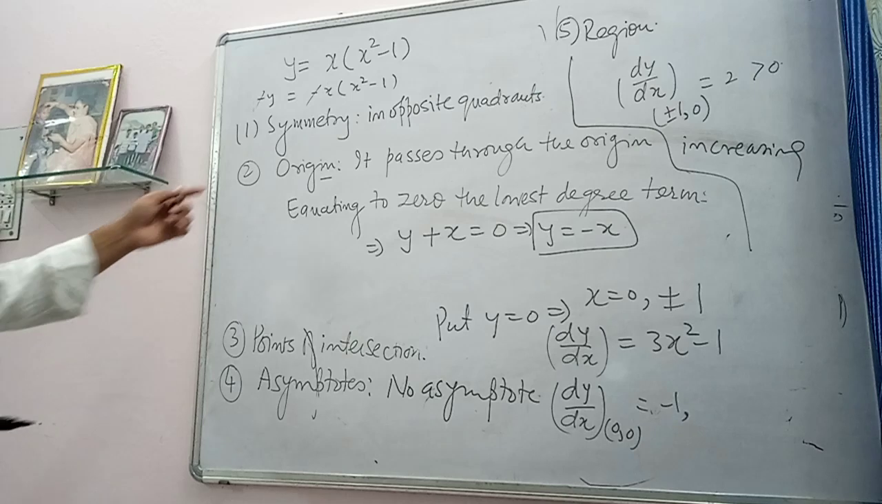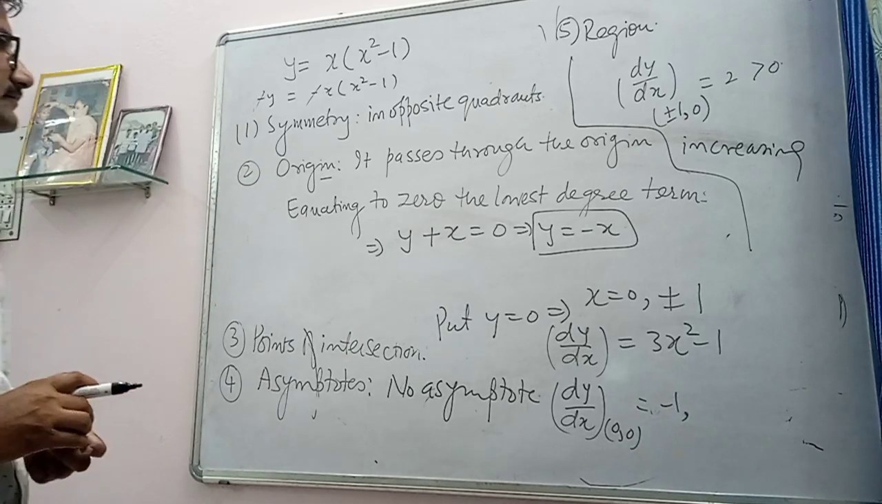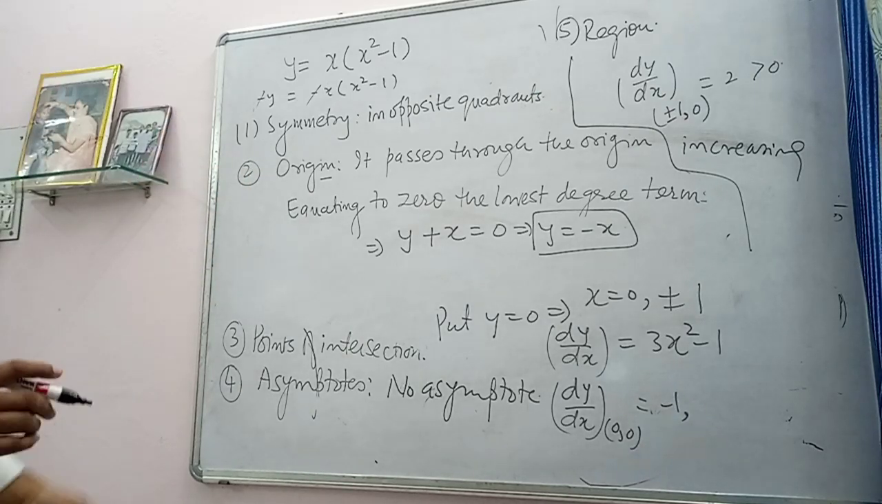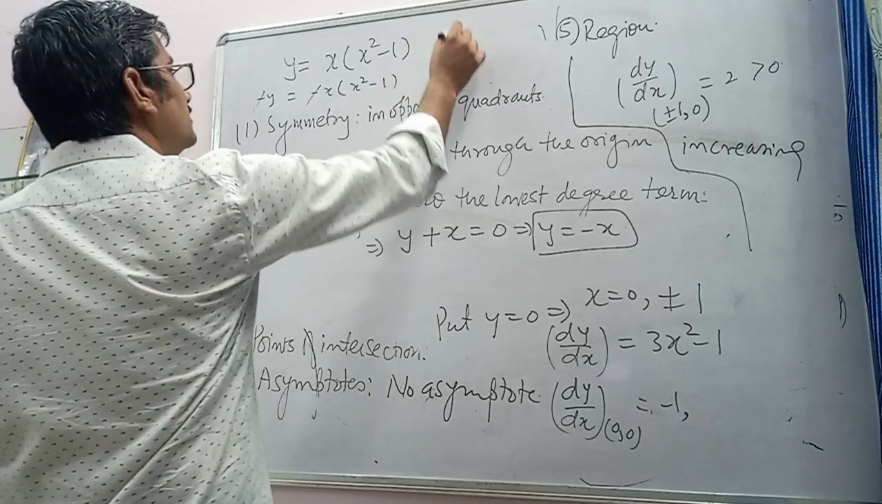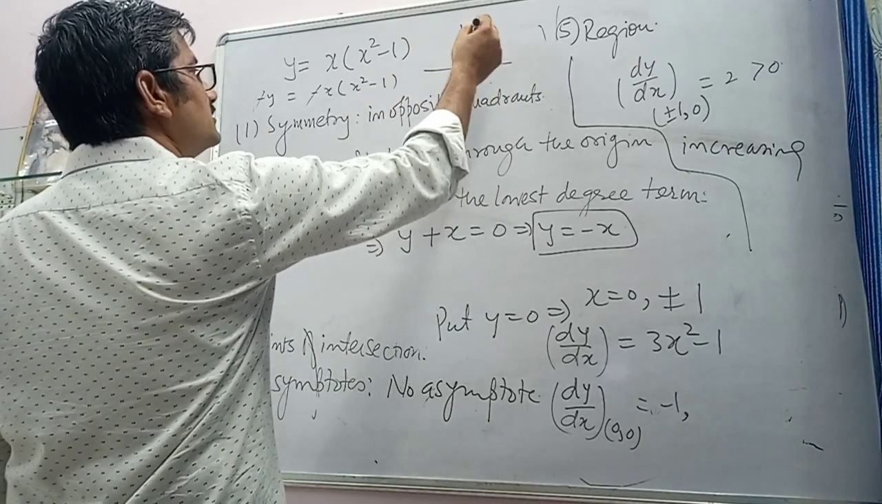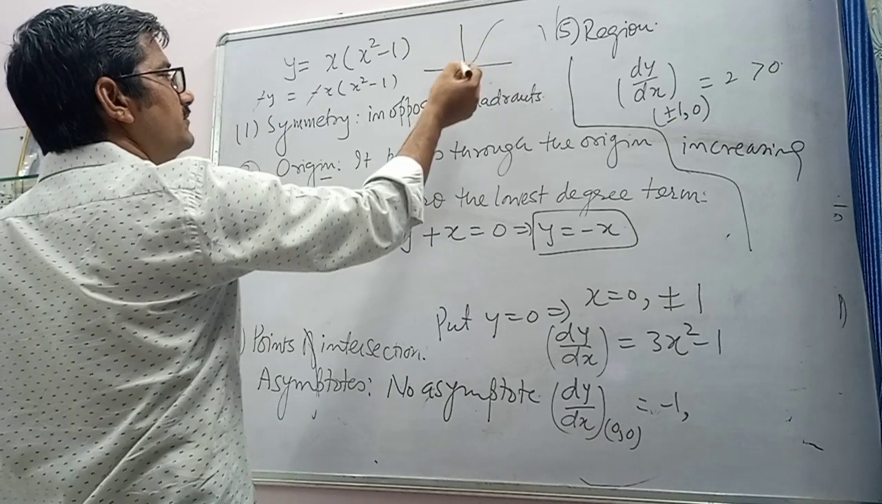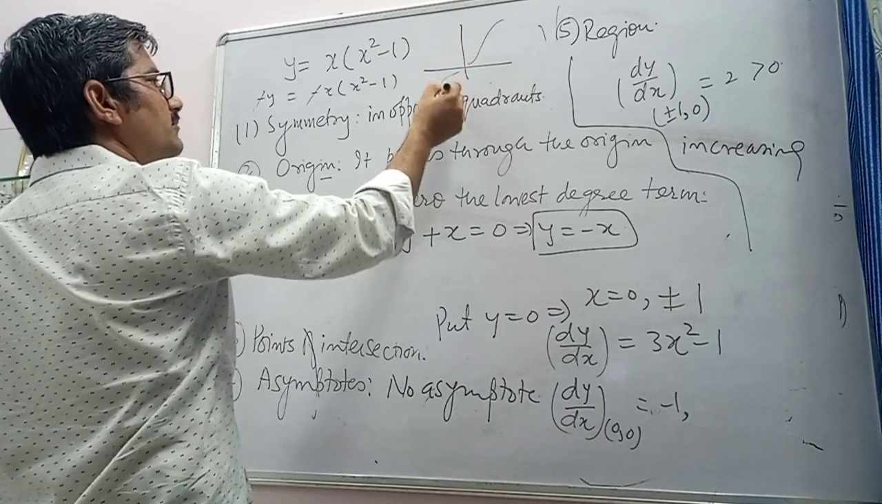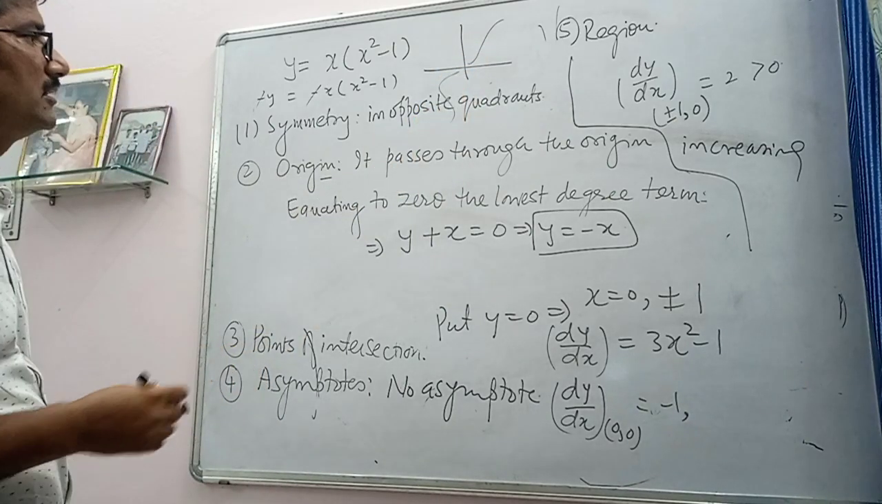It means it is symmetric in opposite quadrants. So the curve has the symmetry in opposite quadrant. It means if the curve has this type of nature in the first quadrant, then symmetry in opposite quadrant means like this. Okay.